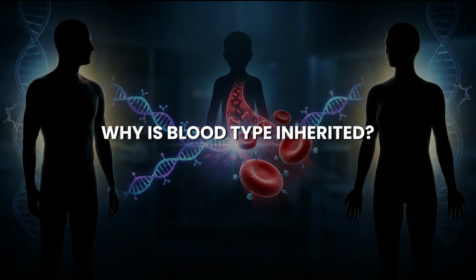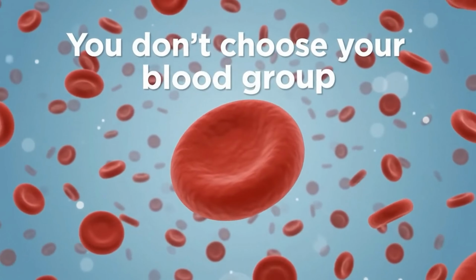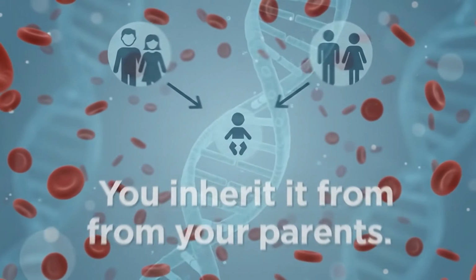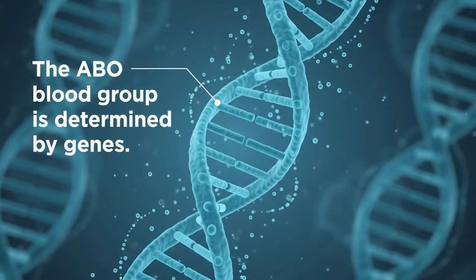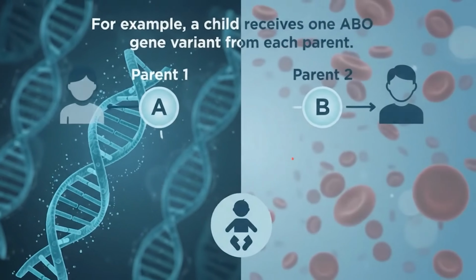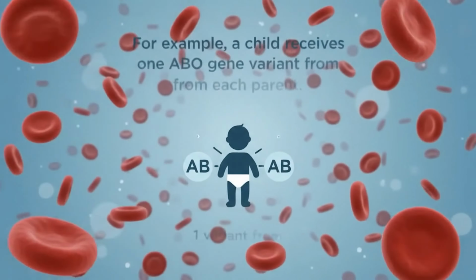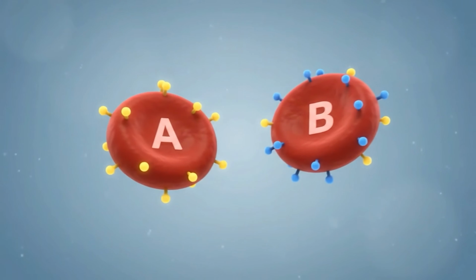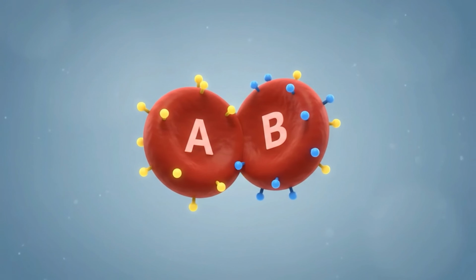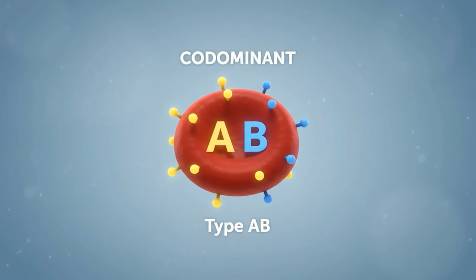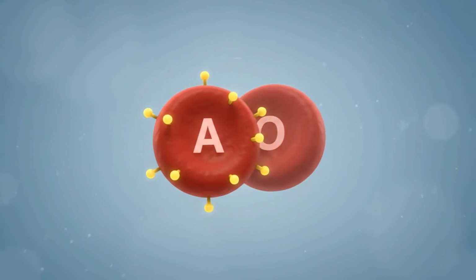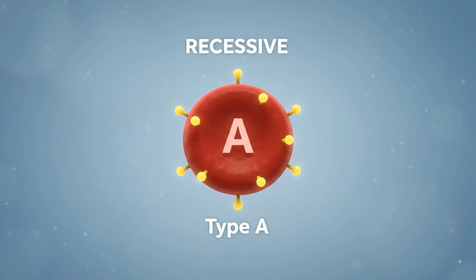Why is blood type inherited? You inherit your blood group from your parents. The ABO blood group is determined by genes. For example, a child receives one ABO gene variant from each parent. The A and B variants are generally codominant, meaning that if someone inherits A from one parent and B from the other, they can have type AB blood. The O variant is generally recessive. That's why two parents with certain blood types can have children with different blood types.